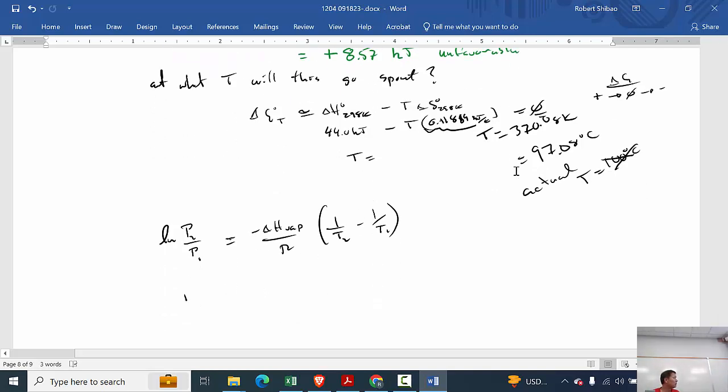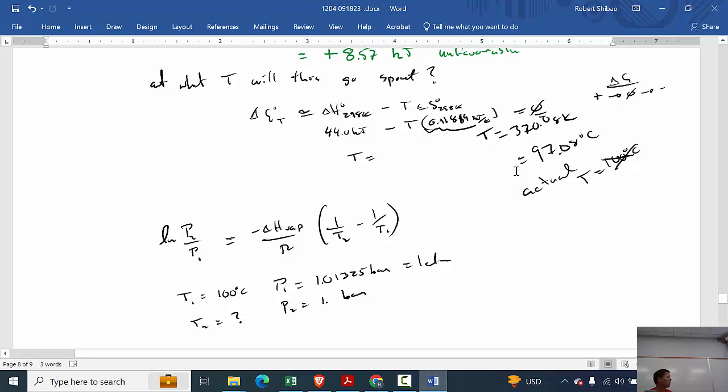I'm going to call T1 the normal boiling point, which is 100 degrees C. P1 is going to be the vapor pressure at that temperature, which is 1.01325 bar. And then P2 is going to be 1 bar exactly, and we want to figure out what T2 is. So I know the boiling point at 1 atmosphere. This is 1 atmosphere vapor pressure.